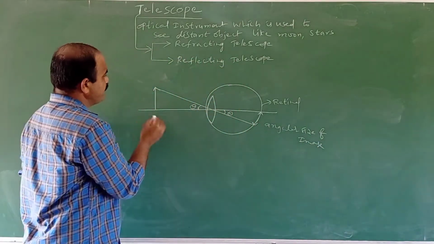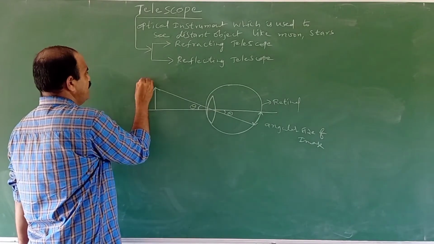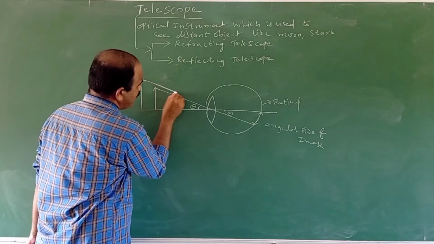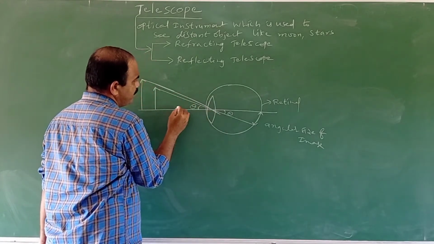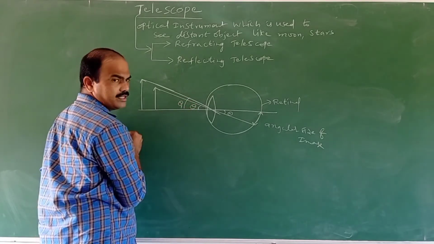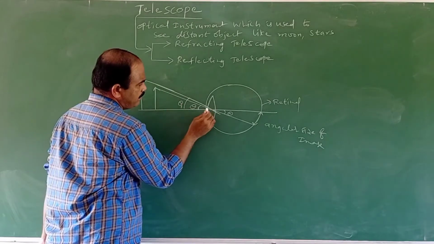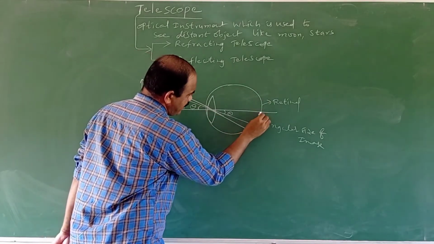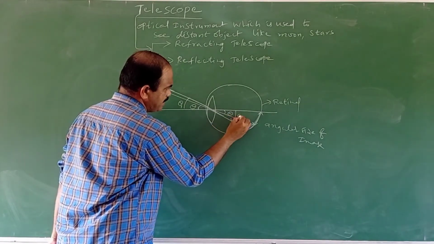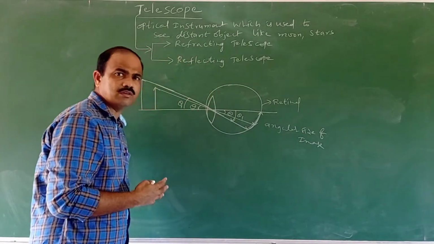If the visual angle increases, for example, consider this is an object of another height. Now it also makes some angle. Consider this is theta 1. So theta 1 will be greater than theta. Due to that, the angular size of the image also increases. When the visual angle is increasing, the angular size of the image also increases.